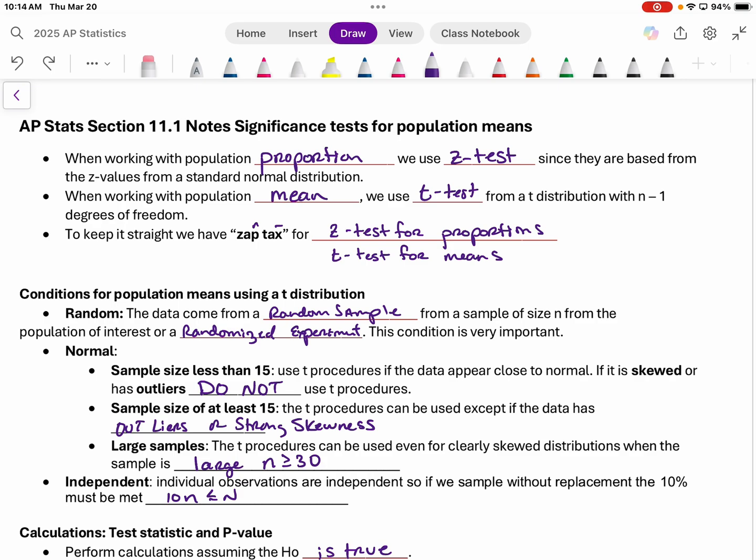To keep it straight, there's a little nickname thing here. We've got the ZAPTAX: z-test for proportions and t-test for means. Now, I will say this. We're going to focus on the z-test for proportions and the t-test for means.